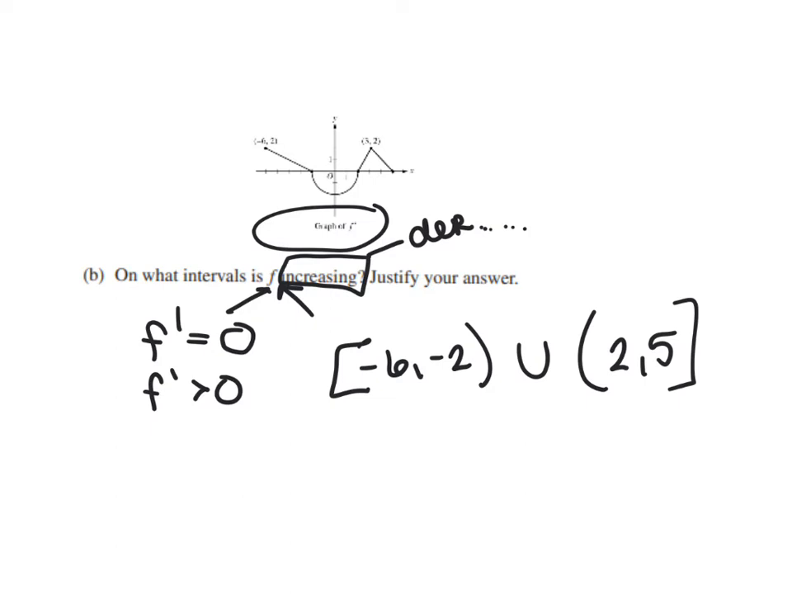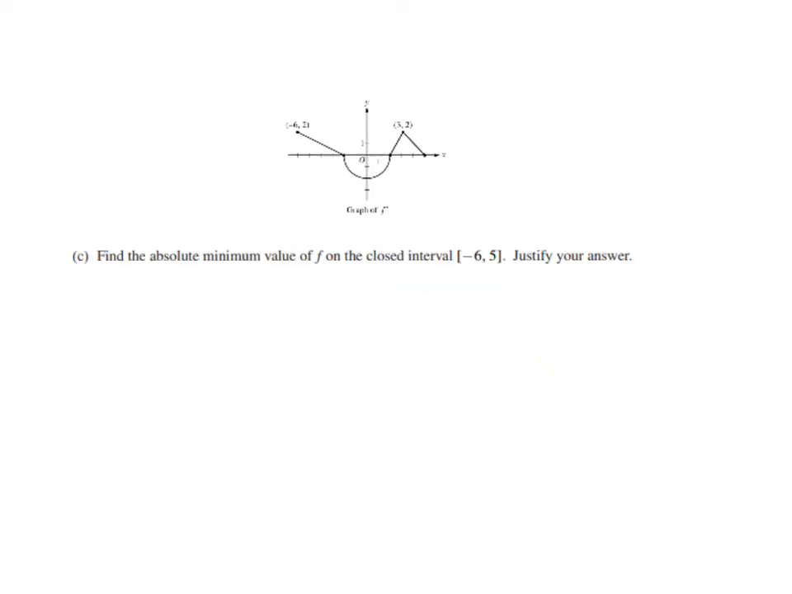Now you might be asking why I put brackets on the end of those two. It's just because I think that was a closed interval. That's where it went from negative 6 to 5, so I just closed those in.